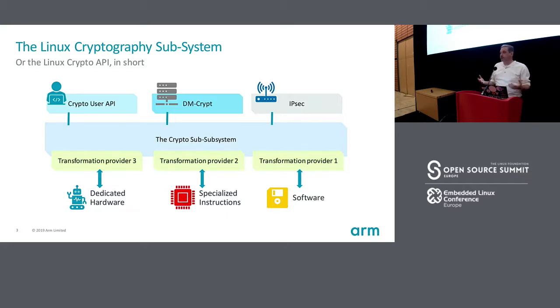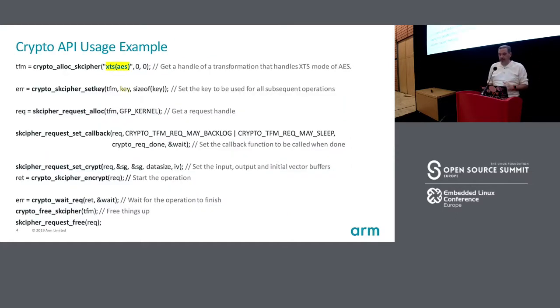How do we use these services from inside the kernel? I'm not going over the user space API this time. So here is a very simple usage example. We start by basically allocating a sort of handle to one of the transformation providers. We specify exactly which kind of cipher we are interested in and in which mode. In this specific example, we want AES operating in XTS mode. And we continue, once we get the handle, by setting the key. This is the key we're going to use for all the operations, being decryption or encryption, with this specific handle.